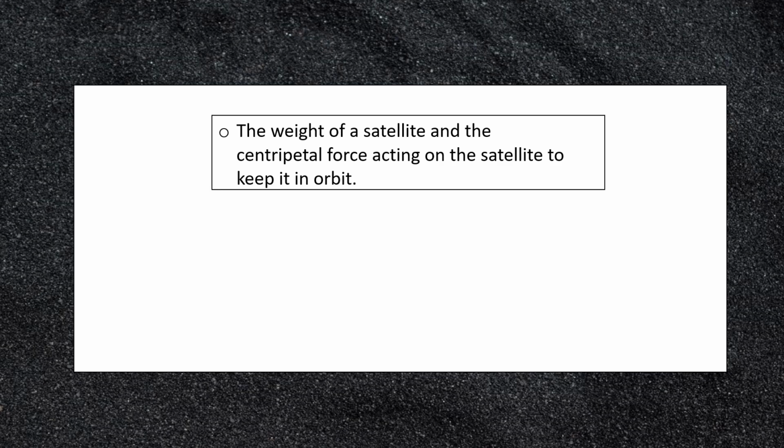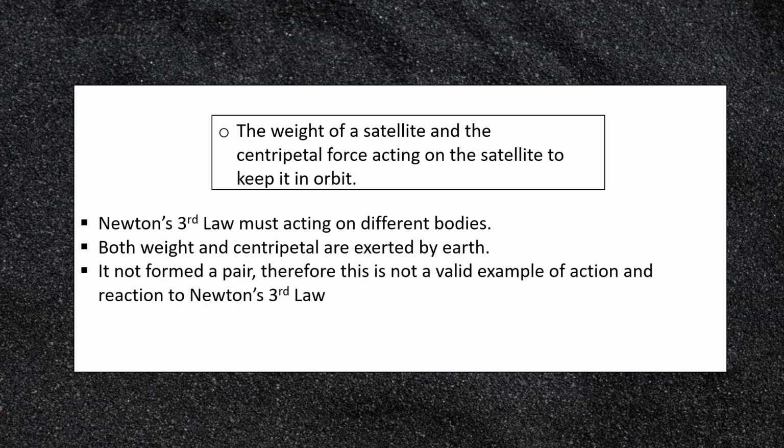The last one is the weight of a satellite and the centripetal force acting on the satellite to keep it in orbit. In this situation, we must know Newton's third law must act on two different bodies. But in this answer choice, both the weight and the centripetal force are exerted by Earth. It does not form a pair because it's the same body, not two different bodies. Therefore, this is not a valid example of action and reaction to which Newton's third law of motion applies. So this is the answer.